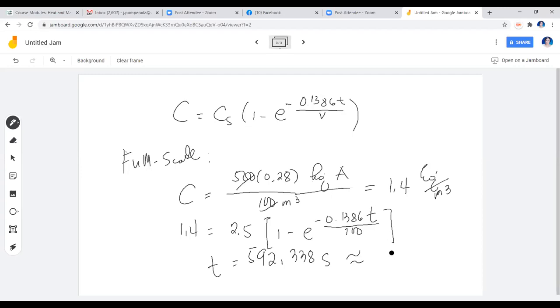So let's say we'll convert this to minutes. That would be 9.87 minutes, so close to 10 minutes. It would take in the full-scale operation, not pilot plant, the processing of the said solid, wherein you need to process half a ton, 500 kilograms of solid, which is containing 28% solute. It needs 10 minutes for you to reach this maximum concentration of 2.5. The saturation concentration of water is 2.5 kilograms per cubic meter. For this concentration to be reached for water with this volume of 100 cubic meter, you need 10 minutes of leaching process.